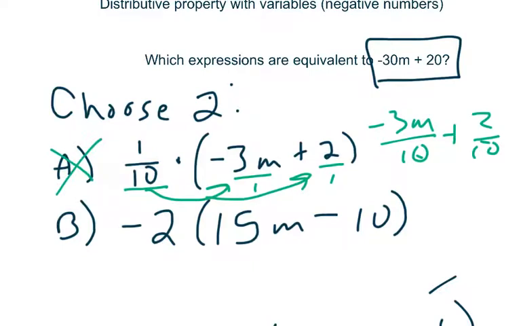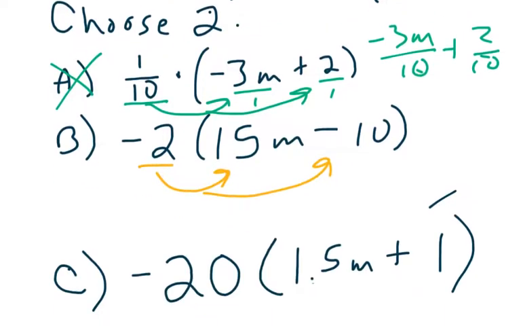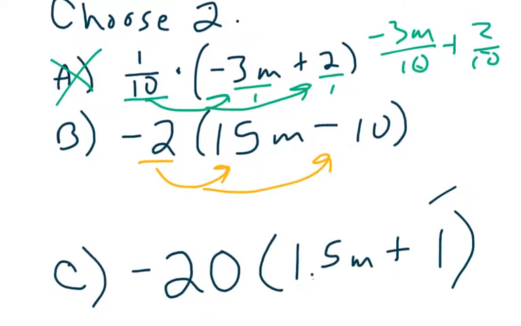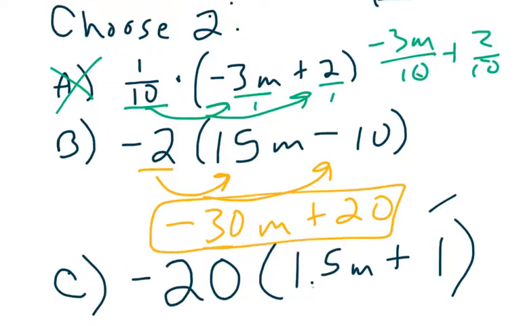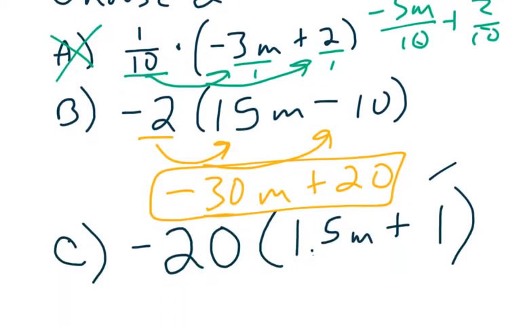Now we have to do the other two the same way. So we're going to take -2 and multiply it to 15 and multiply it to -10. And so -2 times 15 gives you a -30m. Negative times a negative actually gives you a positive 20. This is the same as that. And so this one is a good answer.